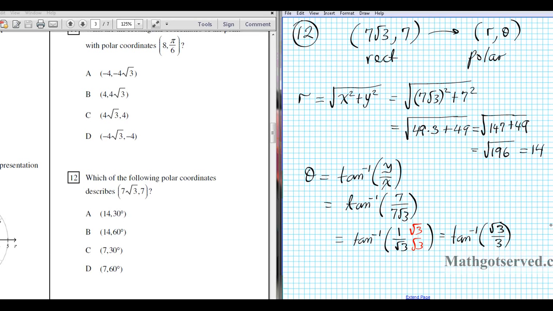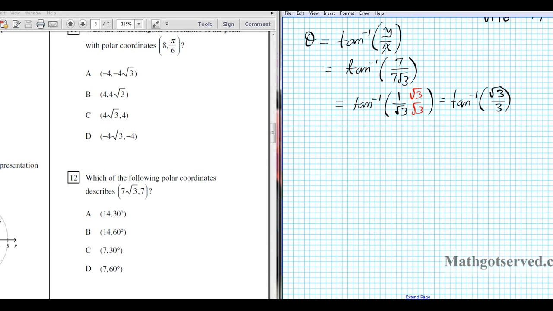Okay? And if you refer to your table of common angles, you can clearly see that the inverse tan of root 3 over 3 is 30 degrees or pi over 6. Well, we're working with degree measure here, so we're going to use 30 degrees. All right? So the rectangular coordinate 7, 7 root 3, when changed into polar, is going to be r 14 and theta of 30 degrees. This is the polar representation. It's r, theta. So our answer is going to be option A.